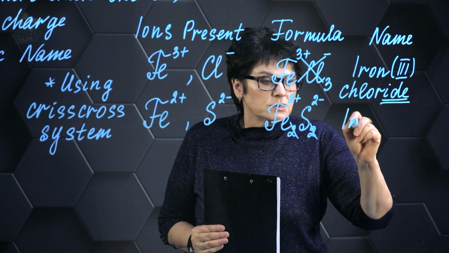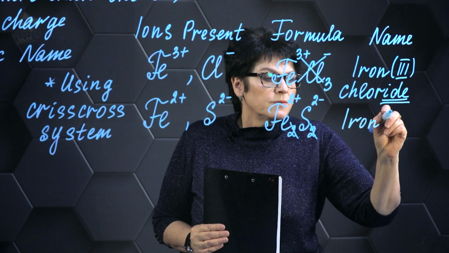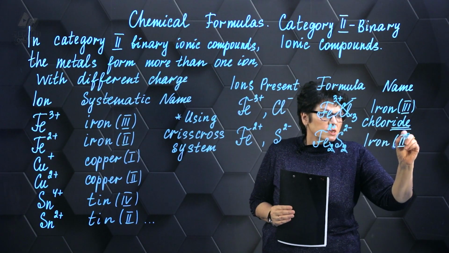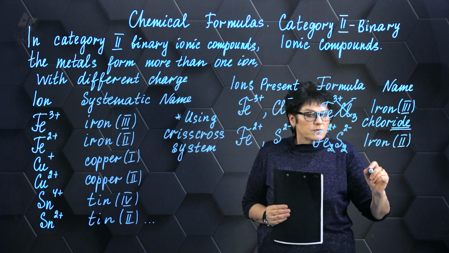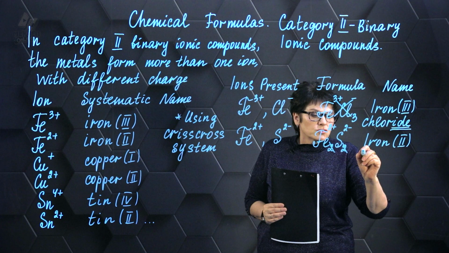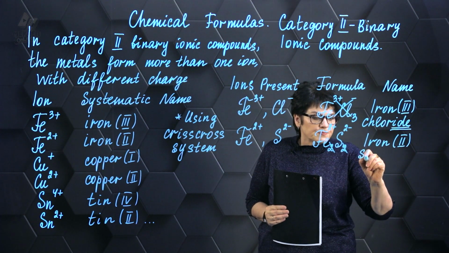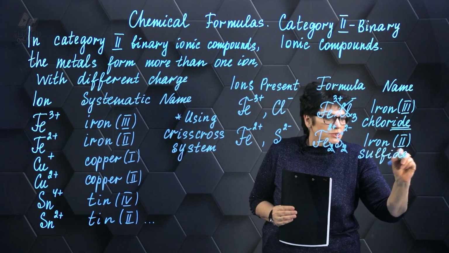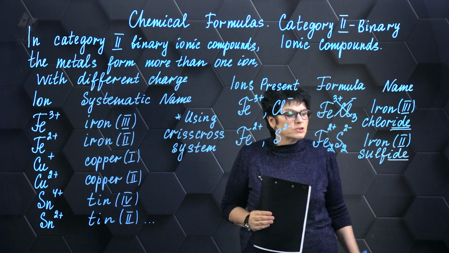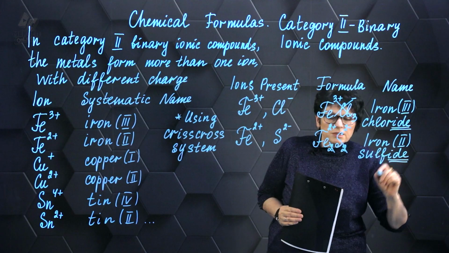And this compound is commonly known as iron(II) sulfide. Because iron possesses a valence of 2, or a charge of 2 in this specific case, this compound will be designated by that name. And the suffix ending, please take a look, will be exactly identical to what is shown here.